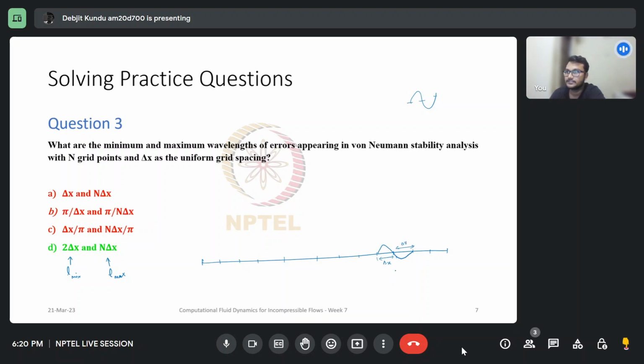So the wavelength of this, that is L min, would be 2 delta x, and the longest wavelength possible would cover this entire domain. So it would be something like this. Right? So this would pass through a point, not like this. Sorry. Right, and this would cover all the points. So the L max, that is the maximum wavelength, would be n into delta x.